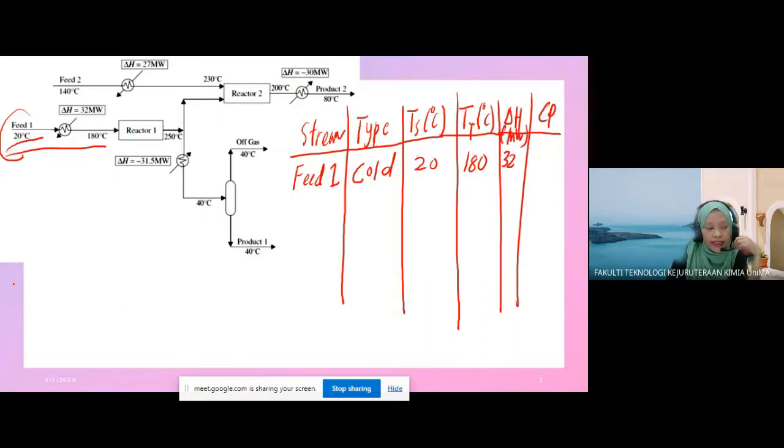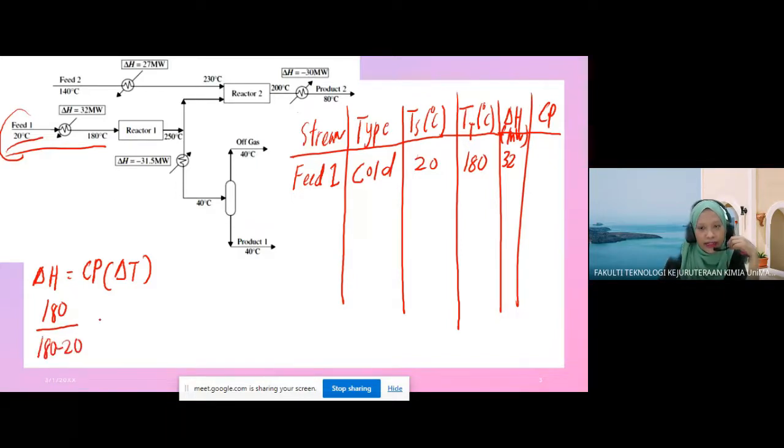And then how to calculate CP? Delta H equal to CP times delta T. Now, how to calculate the CP here? Delta H is 32, divided by 180 minus 20. You get the CP value. So your CP value is 0.2.